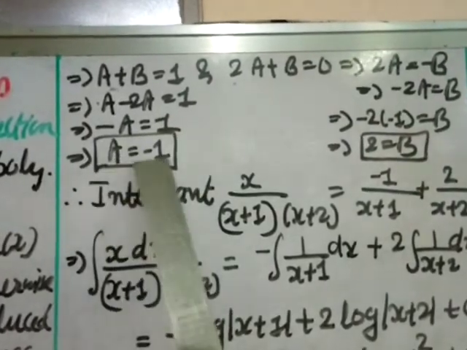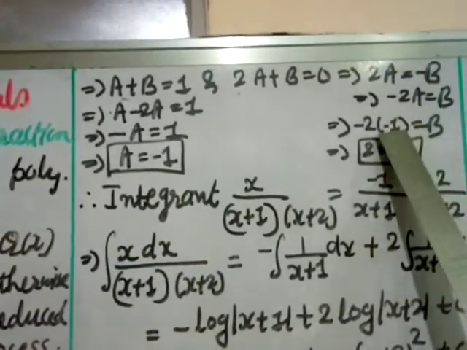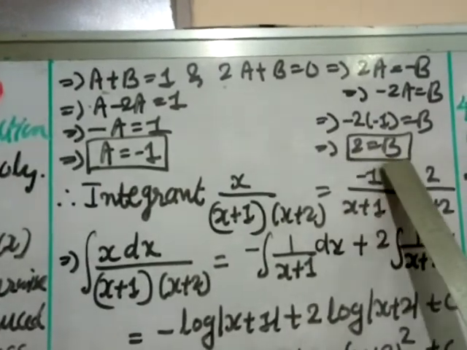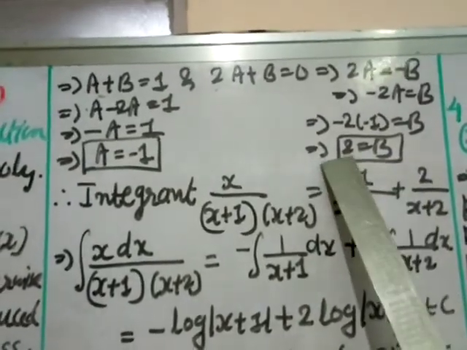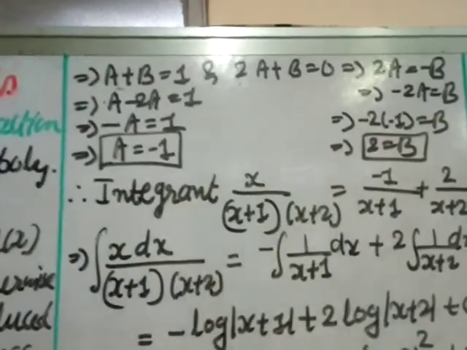So a is equal to minus 1. Put the value of a as minus 1: minus 2 into minus 1 is plus 2, equal to b. So you get the value of b as 2 and a as minus 1. Now we take our integrand.